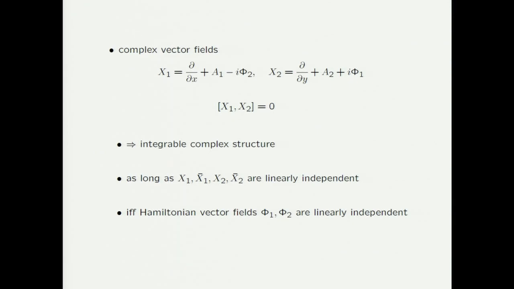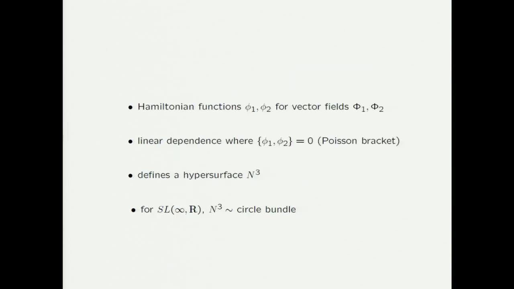Now, that's true so long as these things are linearly independent, which is the generic condition. But what does it mean? If you look at it in detail, you'll see that it will be true if and only if these Hamiltonian vector fields are linearly independent at each point. On the other hand, if you think of phi1 and phi2 as being the Hamiltonian functions for these vector fields, then you get linear dependence where the Poisson bracket of phi1 and phi2 is equal to zero. So what this says is that on this hypersurface, and possibly on a further hypersurface, but certainly on this hypersurface, which is determined by an SO infinity connection, this complex structure apparently breaks down. So our four-manifold is divided in two by this hypersurface, and we have a complex structure on each side.